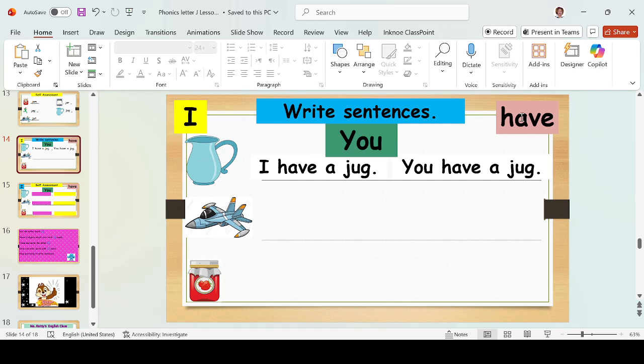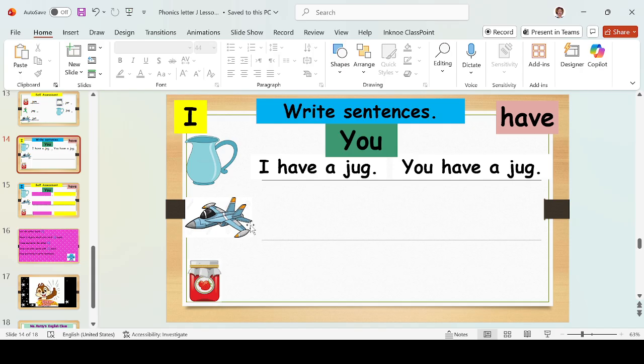You can write different sentences, okay? You can write I have a cup, I have a ball, I have a doll. You can write with so many previous words that we have learned so far, okay? Now I want you to copy, and I hope you are done with copying the sentence. I have a jug, you have a jug. Remember to start with your uppercase and also to put your full stop and finger space.